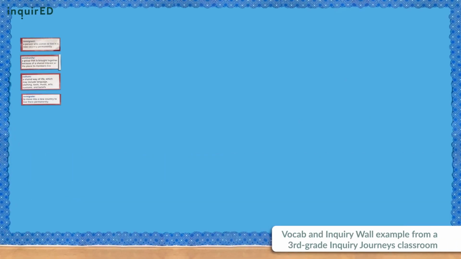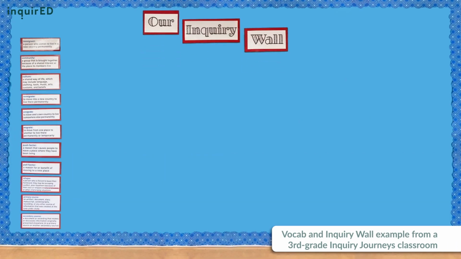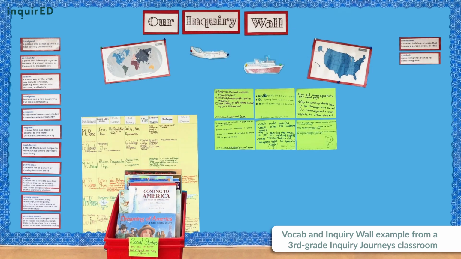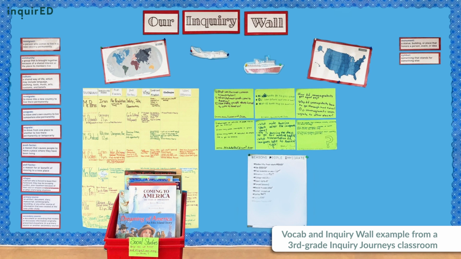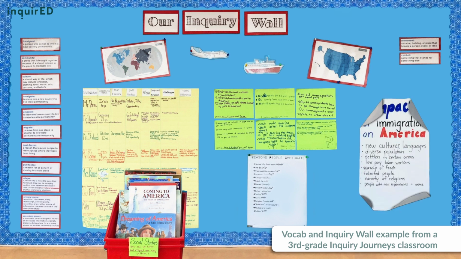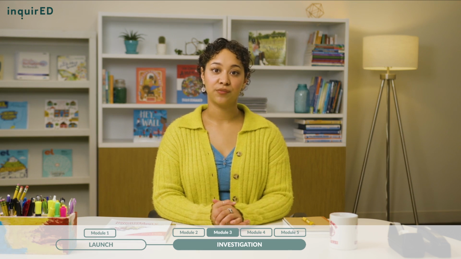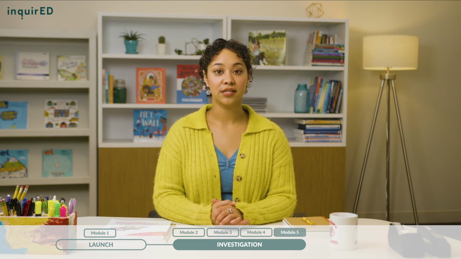During the first few lessons, the class will also start its vocab wall and begin an inquiry-long display, the Our State Inquiry Wall, which will grow throughout the inquiry as students learn about the events and people that shape their state's history. After the launch module, students move through a series of investigation modules, each organized around an essential need-to-know question.